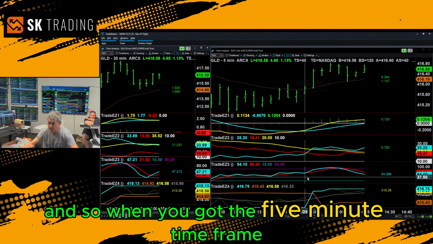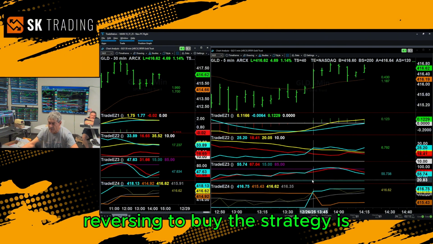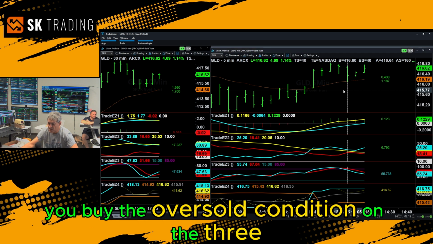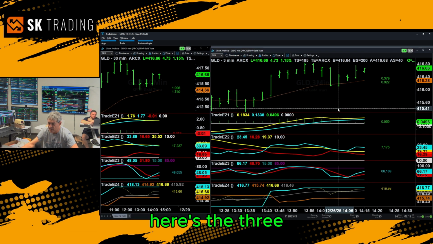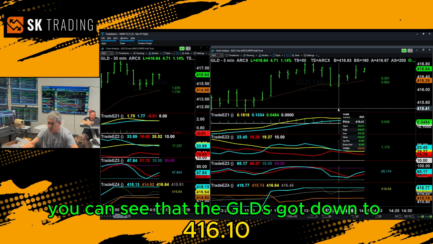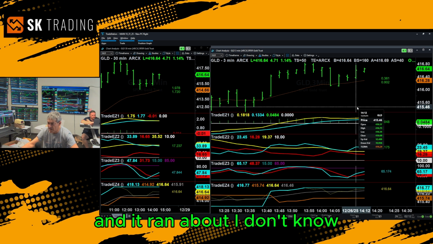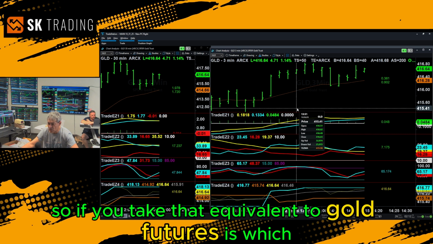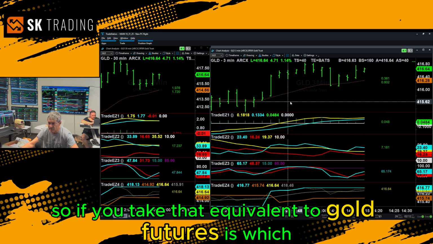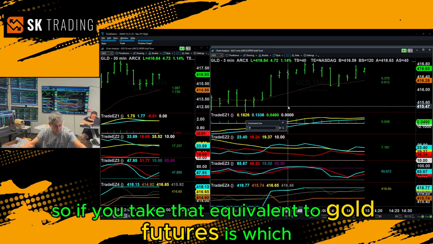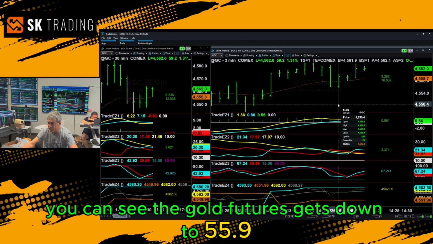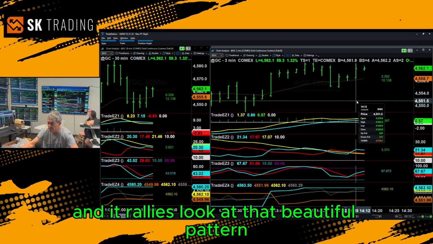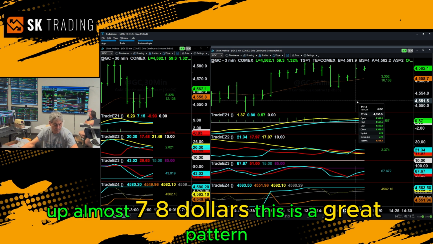And so when you got the 5-minute time frame reversing to buy, the strategy is you buy the oversold condition on the 3 or the 5-minute time frame. Here's the 3. You can see that the GLDs got down to 416.10 and it ran about, I don't know, 65 cents. So if you take that equivalent to gold futures, which everybody trades, right? You can see the gold futures gets down to 55.9 and it rallies. Look at that. Beautiful pattern, up almost $7-8.